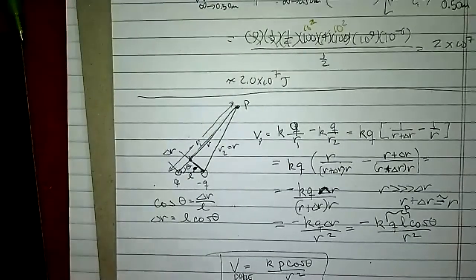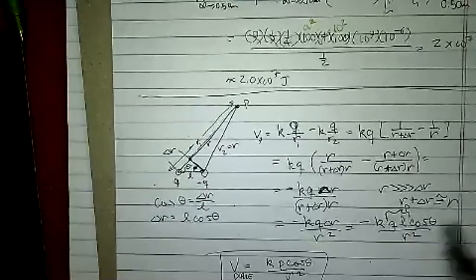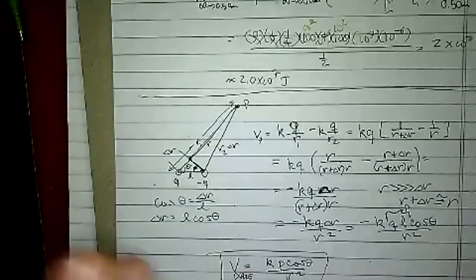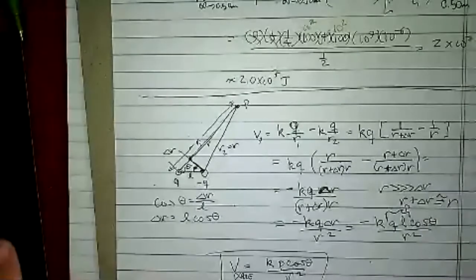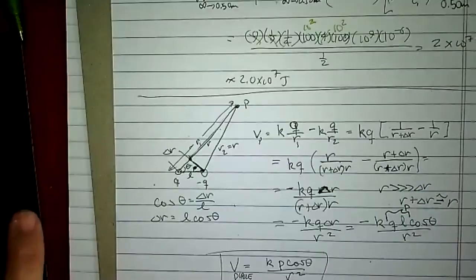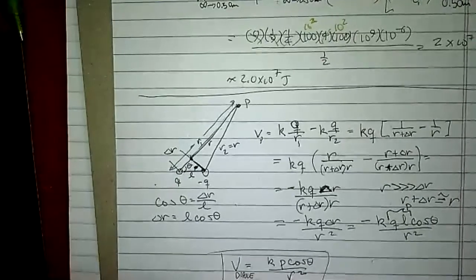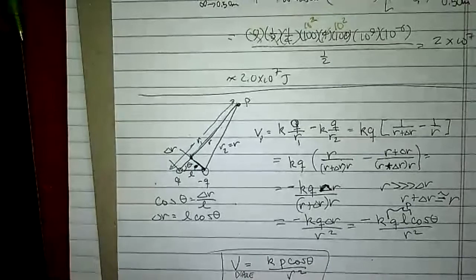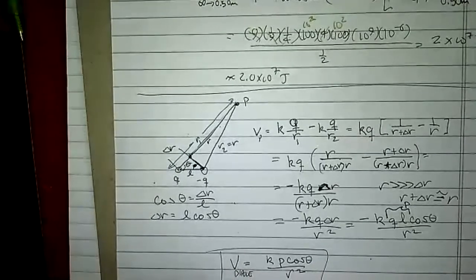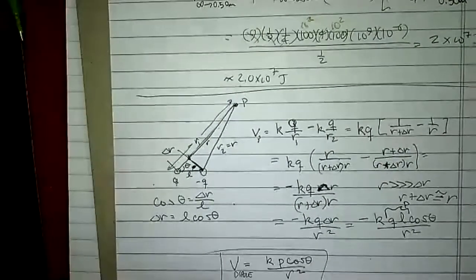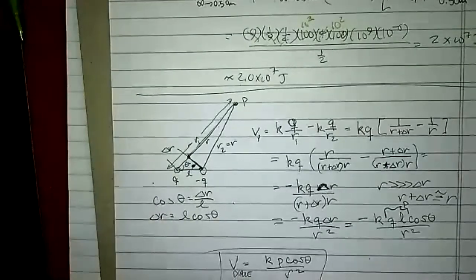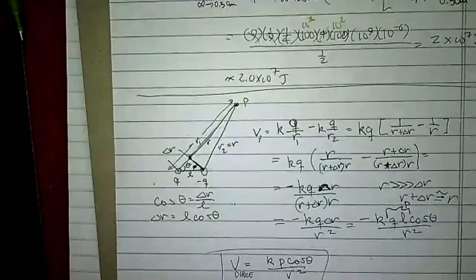The dipole, by the way, is measured in units of Coulomb meters, but a more common unit is the debye, D-E-B-Y-E, which is used for talking about the polarization or the dipole moment of molecules. And 1 debye is 3.33 times 10 to the negative 30th Coulomb meters.